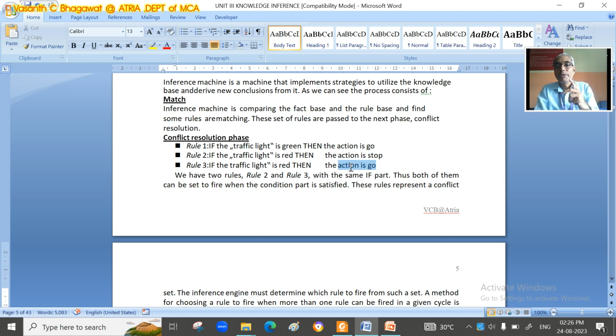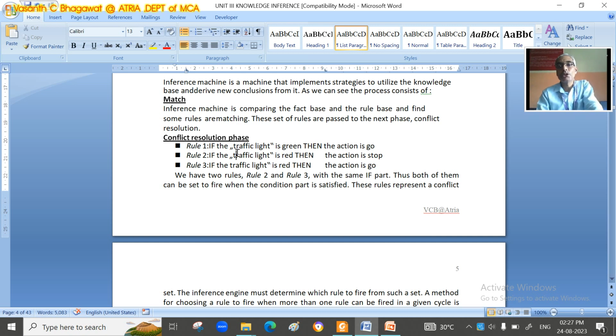Now you see, your first rule is telling that if the light is green, go. The third rule is telling that if the light is red, then also the action is go. Now observe, look carefully. First time when you are taking rule 1 and rule 3, the right hand side action is go, that is okay, but on the left hand side you have to match. We have to see whether the signal is green or red. Now you look at the second rule.